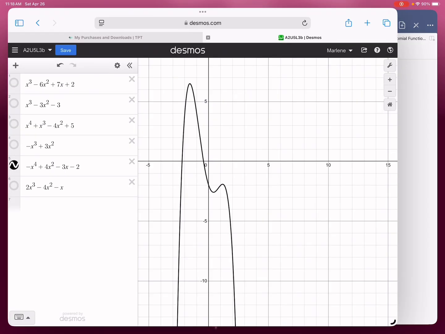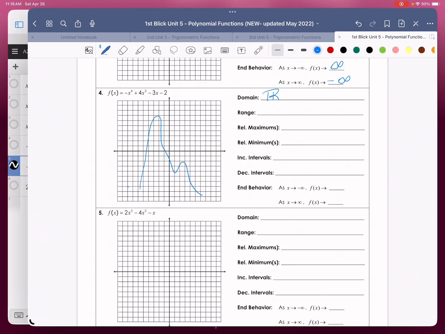Let's go back over here to Desmos, and that point is 6.49. So we'll just round that to 6.5, and we're going to say that our range is y such that y is less than or equal to 6.5. Okay, all of your y's are going to be less than that 6.5.